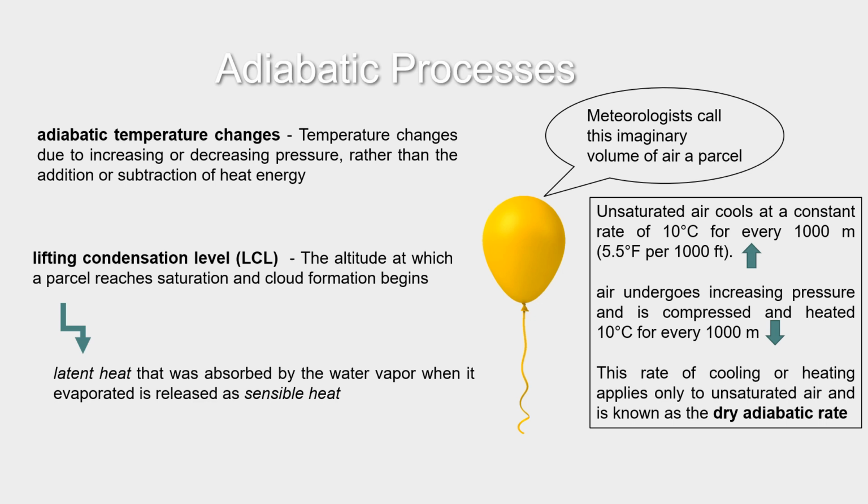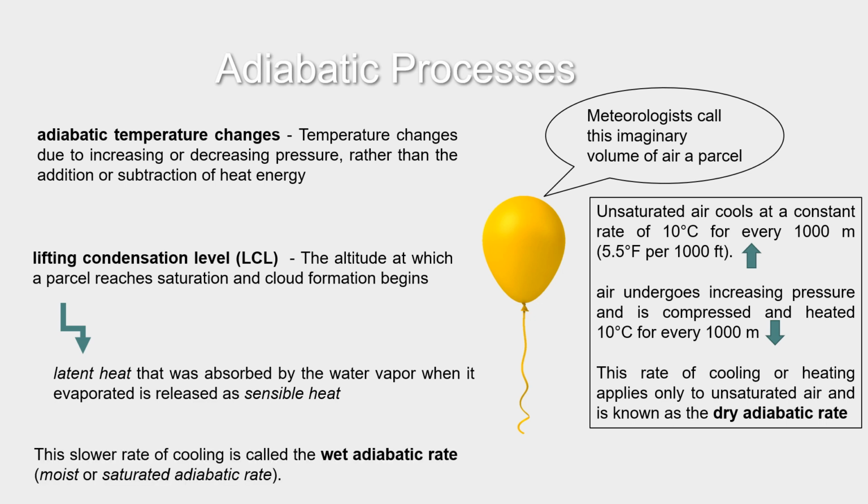This latent heat, or the hidden heat, was actually released, and therefore the air reached this altitude where it has become saturated, and cloud formation begins. That means there is a slower rate of cooling, because this slow rate of cooling of the saturated air is what we call the wet adiabatic rate. The saturated, or it's also called moist or saturated adiabatic rate.